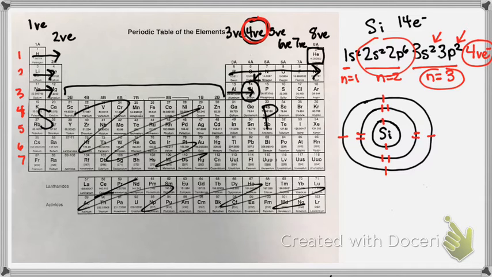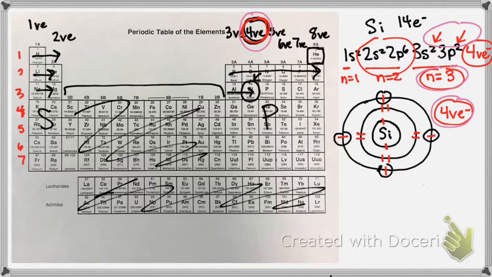So here we have 14 total electrons, and here you can see are those 1, 2, 3, 4 valence electrons. So we are once again confirming that silicon has 4 valence electrons, all right? We can see the 4 valence electrons here in energy level 3. We can see them here, okay?